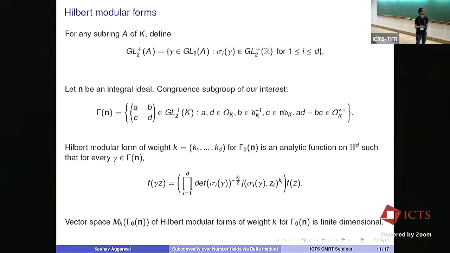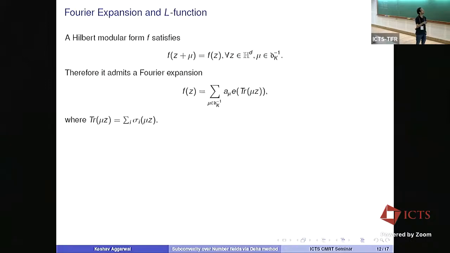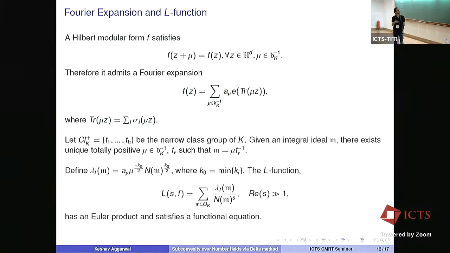Good. Over here, you can also have a weight associated with this. You can expand this particular Hilbert modular form. Over here, it is not going to be one-periodic, but periodic with respect to a different ideal, and you can then expand it into a Fourier series. There are going to be certain Fourier coefficients like so. These are the additive characters that are associated over here. And you can write down its L-function.